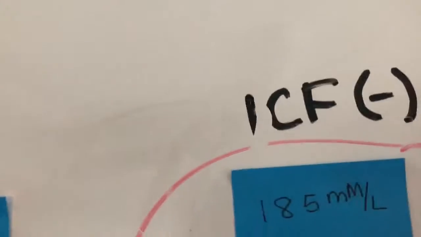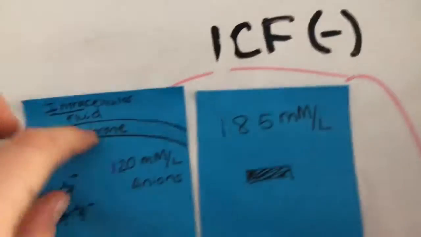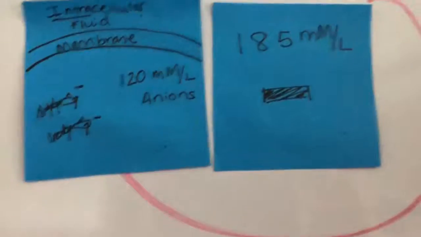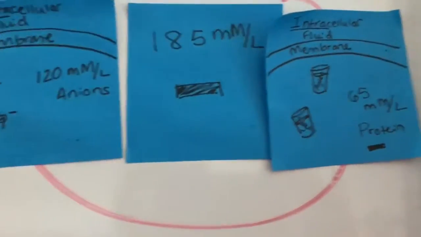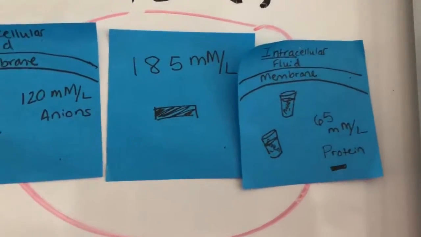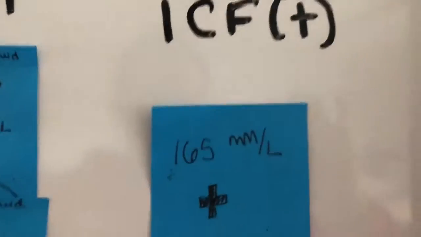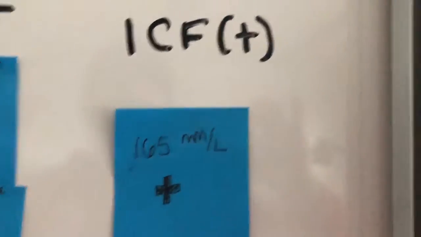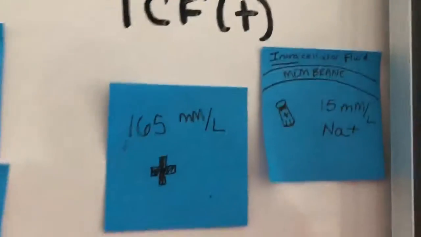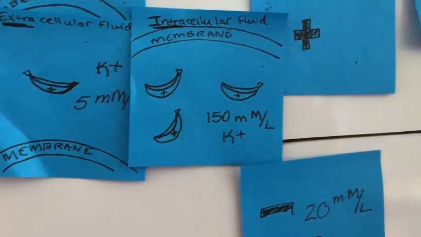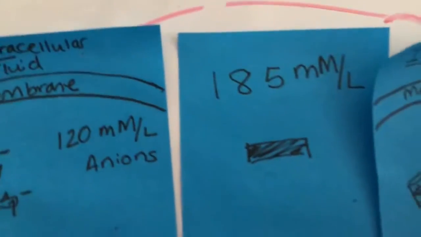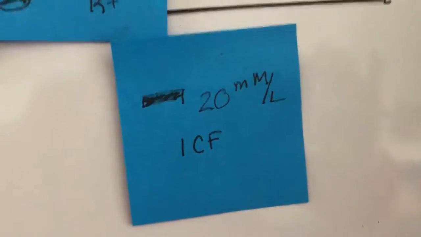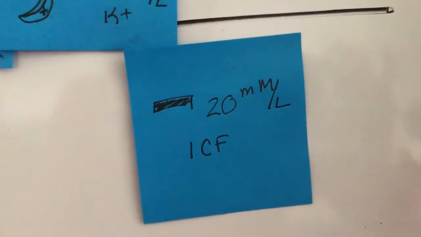In our intracellular fluid, our anions, again, got 120. This time we do have protein, and that's 65, got 185. What's positive in our ICF? We've got 15 millimoles per liter, and then we've got 150 millimoles per liter of potassium. 185 is bigger, therefore it carries the charge. Subtract, and we've got negative 20 millimoles per liter in our ICF.